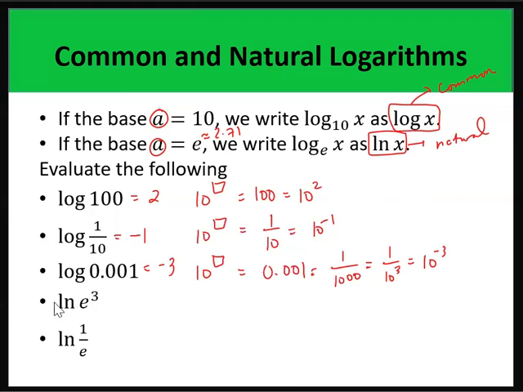And then for the fourth one, this means that the base is e. So e raised to something is equal to e raised to 3. So obviously, by the one-to-one property, ln of e raised to 3 is equal to 3. And then for the last one, e raised to something equals 1 over e. And 1 over e can be written as e raised to negative 1. So which means that this is equal to negative 1. So that's how we evaluate the logarithms whenever the bases are 10 and e.